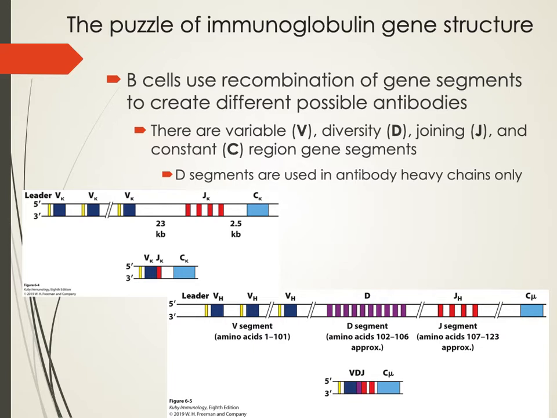So when the B cell ends up undergoing recombination, they're going to pull a V, a J, and then that constant region stays, right, for the light chain.